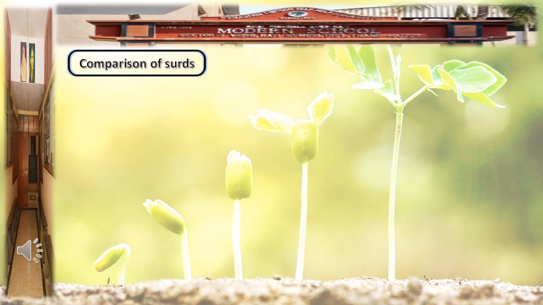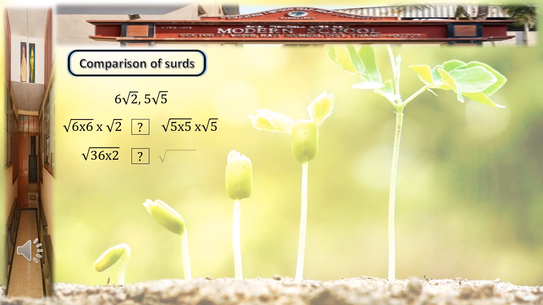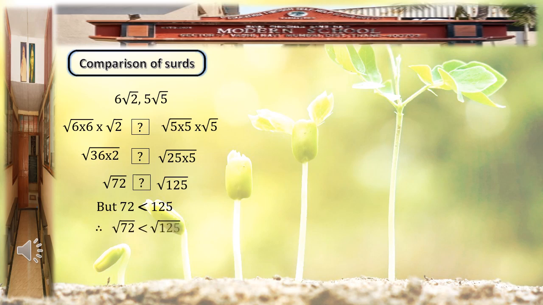Now, let's solve some examples. We have to compare 6 root 2 and 5 root 5. Solving further, 6 can be written as root 6 into 6 and 5 can be written as root 5 into 5. Then 6 into 6 is 36. So we have 36 and 2 under single root. And solving similarly on the other side, we get root 125. Now we know 72 is less than 125. Therefore, root 72 is also less than root 125. So, 6 root 2 is less than 5 root 5.